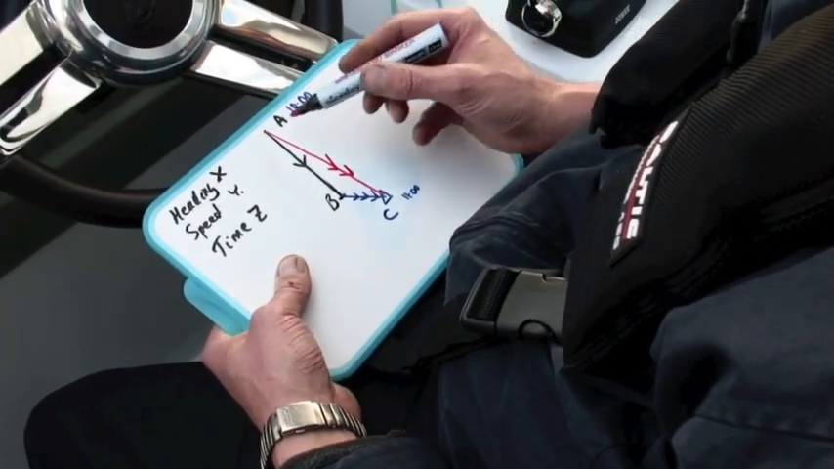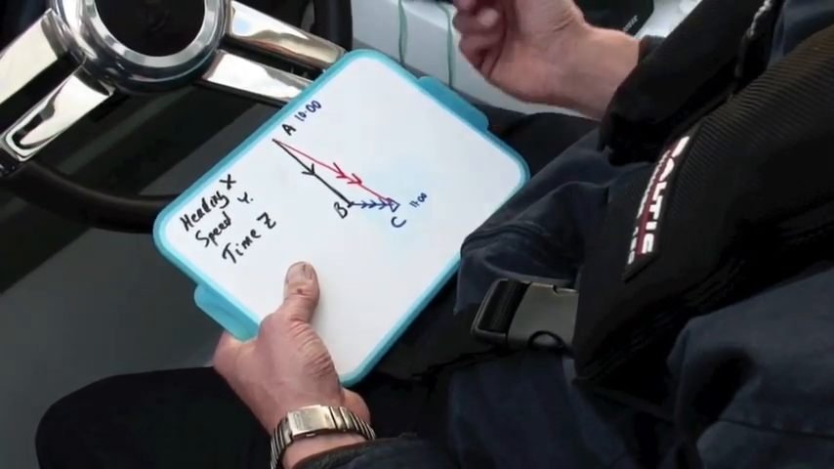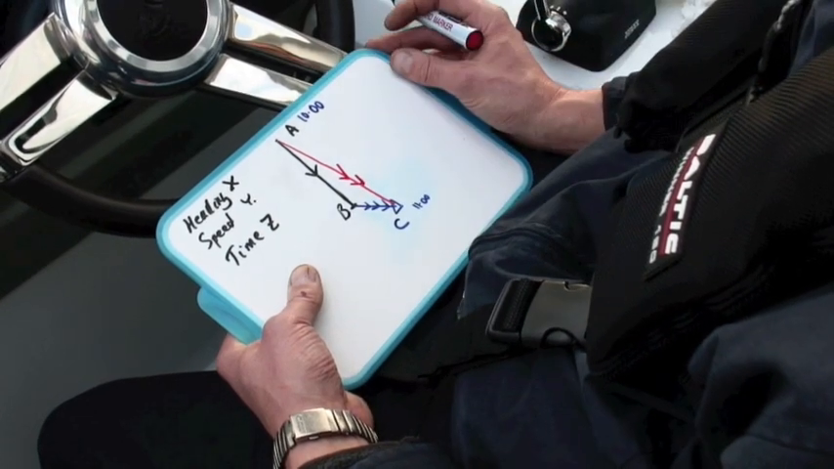What we have to be careful of is if there's anything close to that line A to C, if we were projecting our heading, we just need to make sure that we're staying safe.